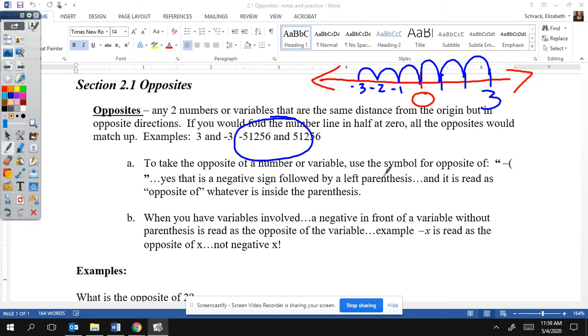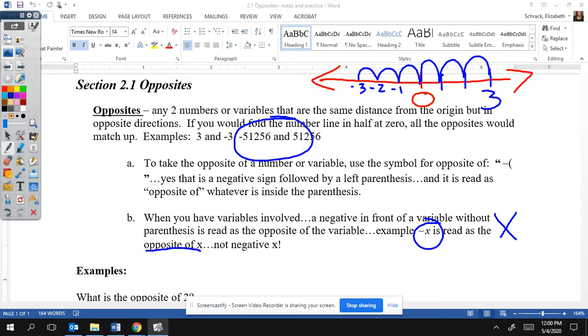To take the opposite of a number, you're just going to be putting a negative in front of whatever that number is. When you have variables, instead of saying the word negative, you're going to read the negative sign as the word opposite. So for example, what you would probably think of as being -x is actually read as the opposite of x. The reason being is that x could already be negative.